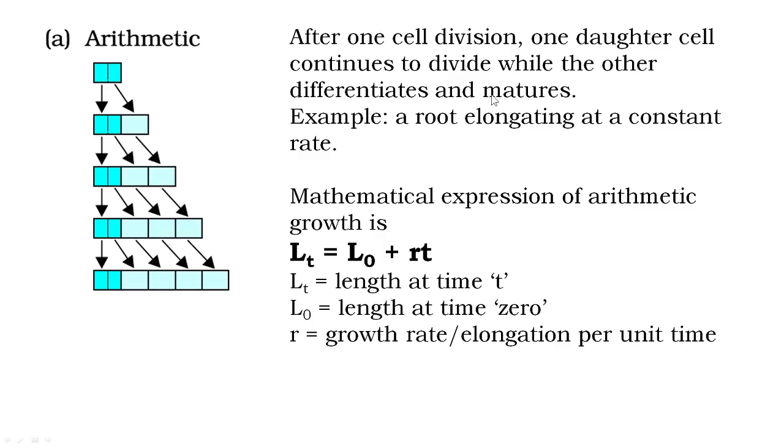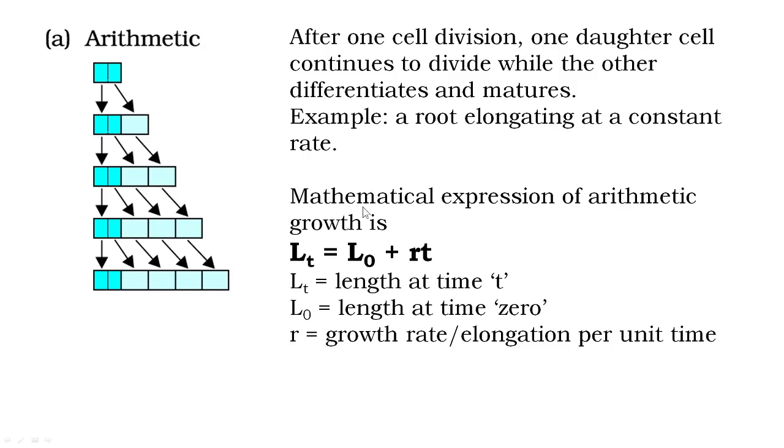And it becomes mature. So of the two cells, one continues to divide, and the other differentiates and matures. So it just continues to divide this way, and this is called arithmetic growth. You can take the example of a root growing at a constant speed. That is arithmetic growth.